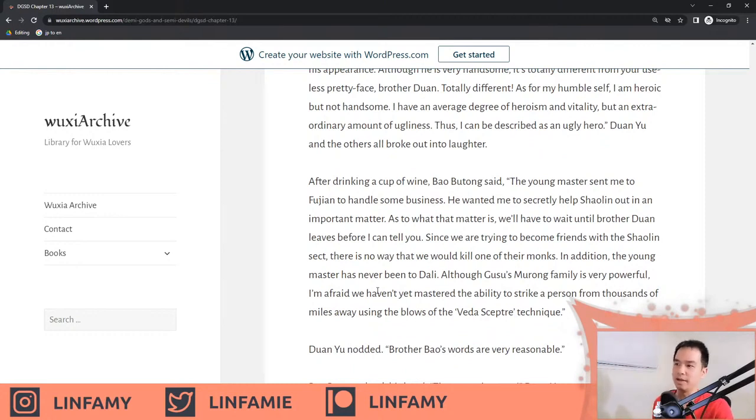After drinking a cup of wine, Bao Butong said, "The young master sent me to Fujian to handle some business. He wanted me to secretly help Shaolin out in an important matter. As to what that matter is, we'll have to wait until Brother Duan leaves before I can tell you. Since we are trying to become friends with the Shaolin sect, there's no way that we would kill one of their monks. In addition, the young master has never been to Dali. Although Yusu's Murong family is very powerful, I'm afraid we haven't yet mastered the ability to strike a person from thousands of miles away using the blows of the Veda scepter technique."